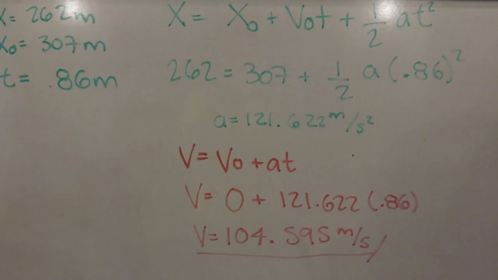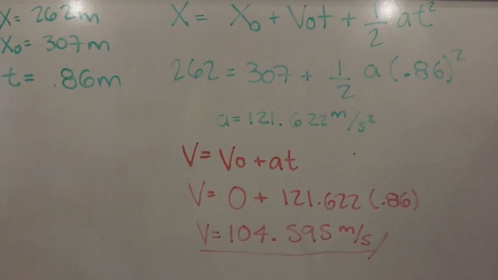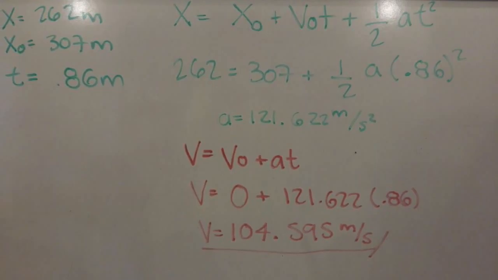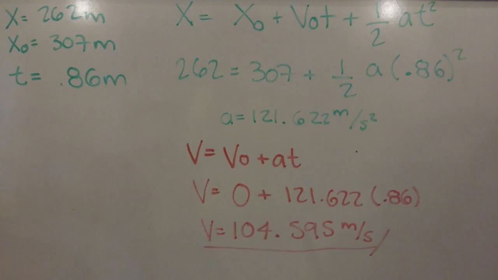The formula we use to get our final velocity is velocity equals initial velocity plus acceleration times time. Then we substitute it with the values we get from the video and we get the result of 104.595 meters per second.